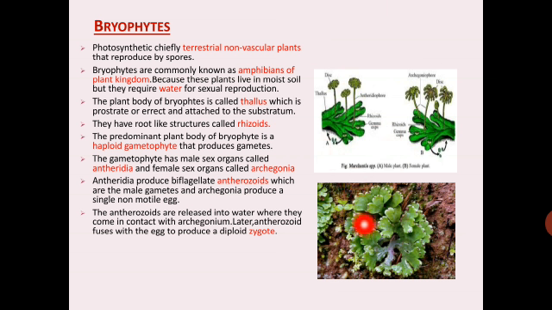Even this image is of Marchantia. You can see here in the male plant there is antheridiophore, the stalk, which is bearing the antheridia. The archegoniophore is bearing the archegonia. So these were the male and the female reproductive structures.